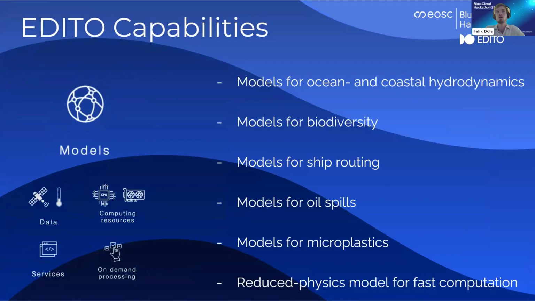And there's also a huge amount of models. Now already available are models for ocean and coastal hydrodynamics, models for biodiversity, for ship routing, and for simulating oil spills, for simulating the transportation of microplastics. And we're also adding reduced physics models and even statistical models for faster computation.